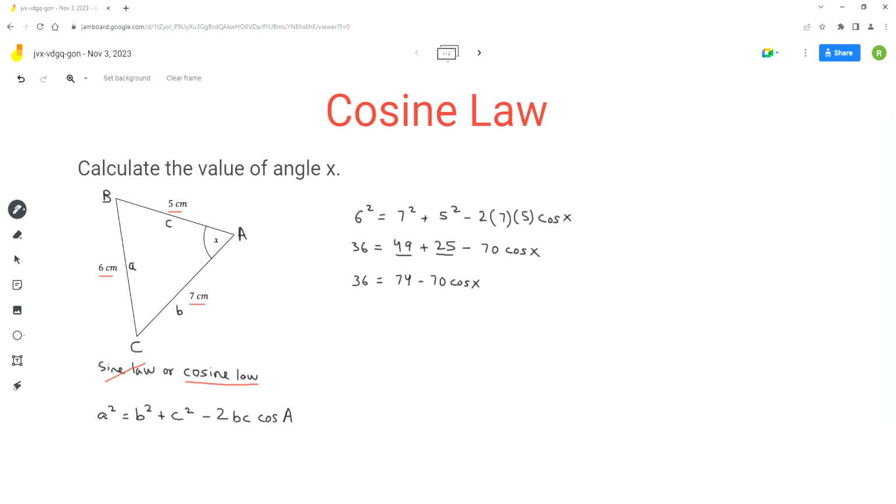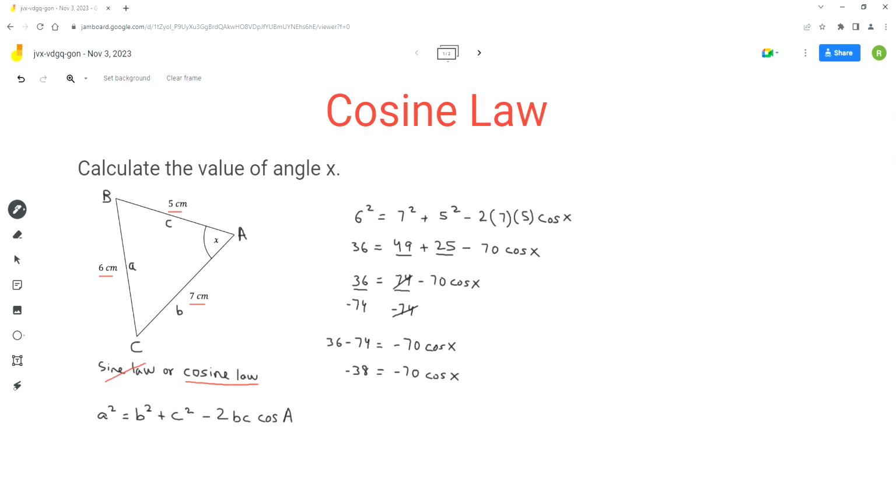We cannot combine terms 74 and 70 because they are not like terms. So 70 here is with cos x. So first we'll have to combine 74 with 36. So we'll have to gather the like terms 36 and 74 on the left side of this equation by subtracting 74 from both sides. So the 74s on the right side cancel each other out. So we get 36 minus 74 equals minus 70 cos x. We can do the subtraction on the left side. So 36 minus 74 is equal to negative 38 equals negative 70 cos x.